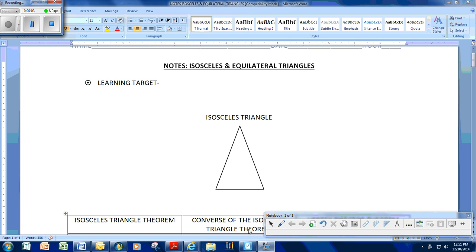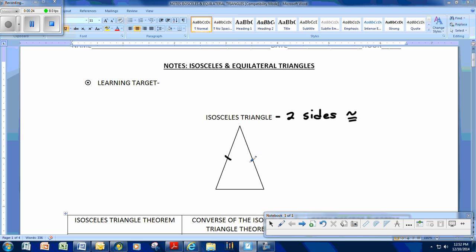Today's lesson, we're going to discuss the properties of an isosceles triangle as well as an equilateral triangle. First thing we're going to start with is an isosceles triangle. Again, a review: an isosceles triangle is a triangle with exactly two sides congruent.